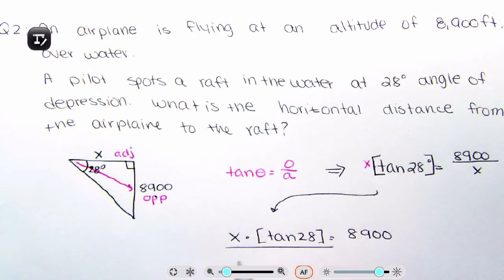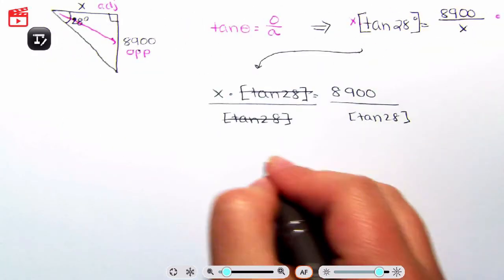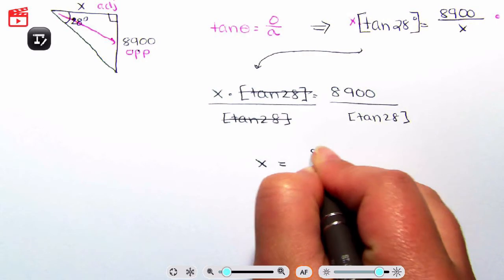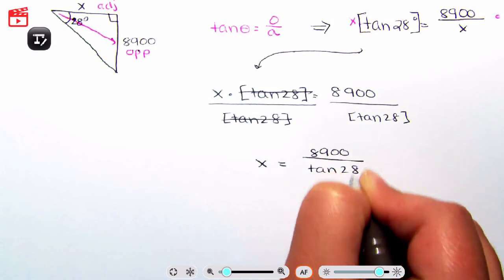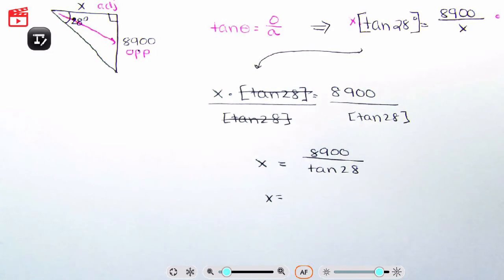I'm going to divide both sides by the entire bubble of tangent. So tangent 28, both sides. Bubble divided by bubble gets bubbles reduced. So x is equal to your 8,900 over tangent of 28. Now, I don't know what that value is. I'm hoping my calculator does.